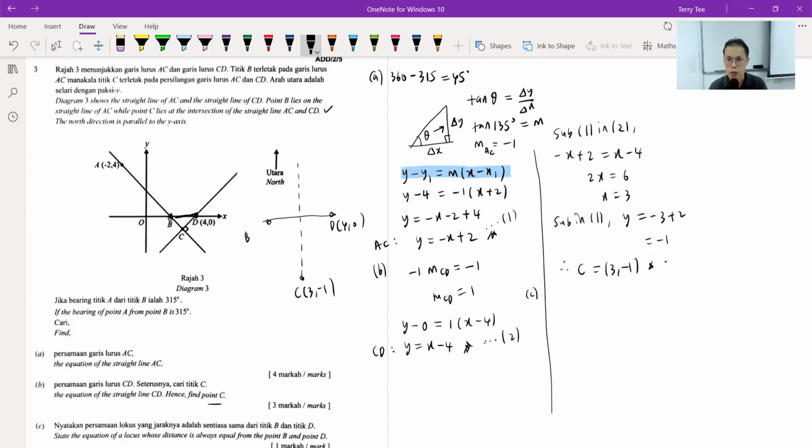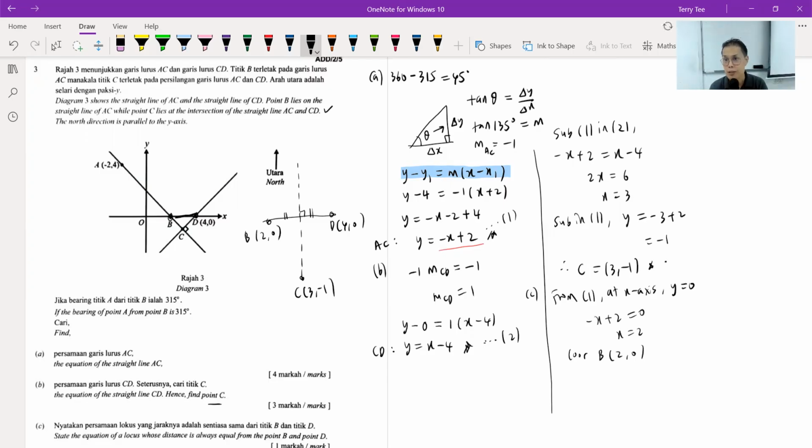For confirmation, we know from equation number 1, at the x-axis, your y is 0. Equation 1 is your straight line AC. At the x-axis, y is 0. If I let y be 0, then minus x plus 2 is 0. x is now 2. Therefore, the coordinate of point B is (2, 0). So B is over here, (2, 0), right? And D is (4, 0). So if it's a perpendicular bisector, it must cut right in the middle, right?